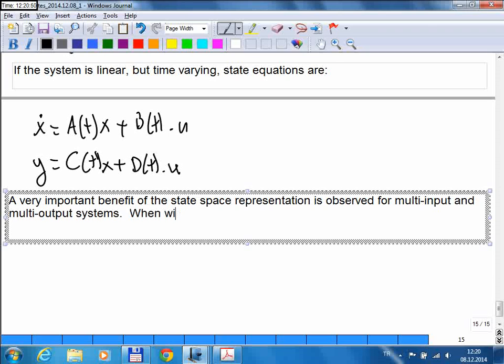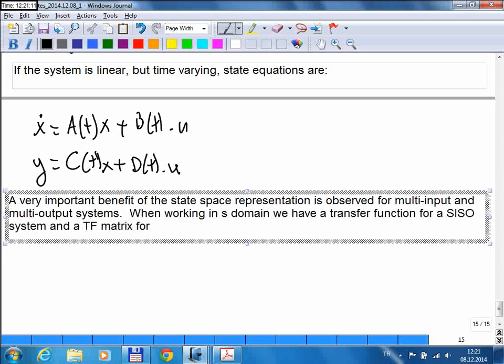When working in S domain, we have a transfer function for a single input, single output system, and a transfer function matrix for multi-input, multi-output systems.